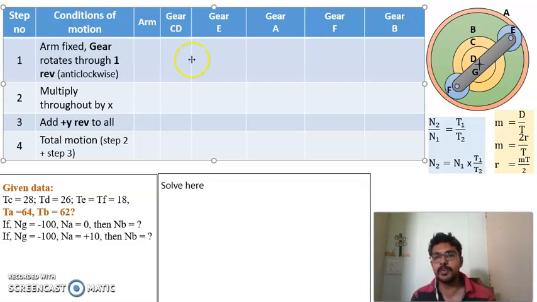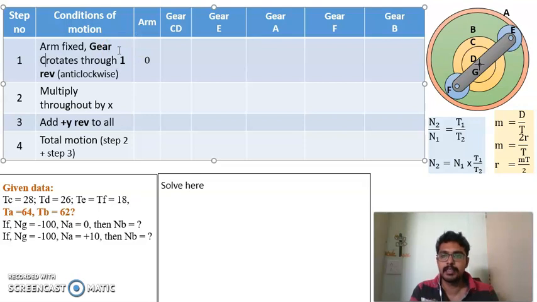What is the first step that we need to do? Arm fixed, gear rotates through one revolution in the anti-clockwise direction. Arm fixed, which means the speed of rotation of the arm will be 0. Now, which gear rotates through one revolution? The very first gear beside the arm in this particular table. In this table, beside the arm, we have mentioned gear CD. So therefore, arm fixed and gear CD rotates through one revolution anti-clockwise. So the speed of gear CD is 1, because it is rotating with the speed of 1 revolution. Now, in the given data, the velocity might be different, but we do not pay attention to the given data right now. Right now our focus is just on completing the table according to the standard 4 steps that we have.